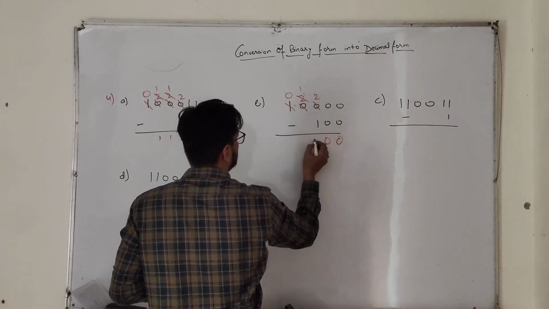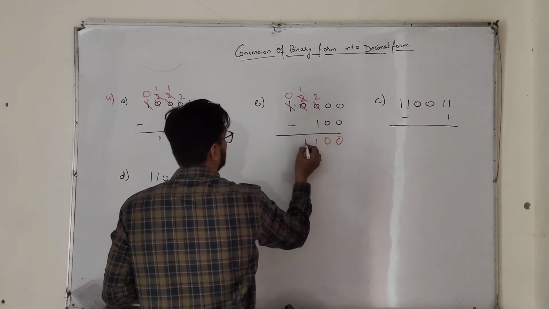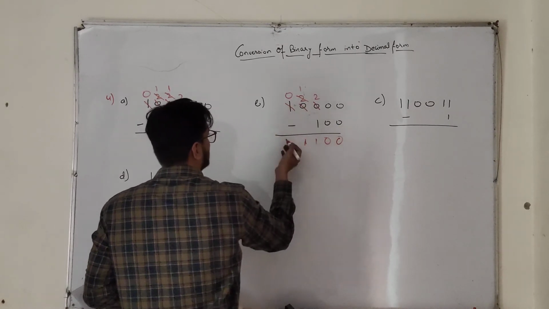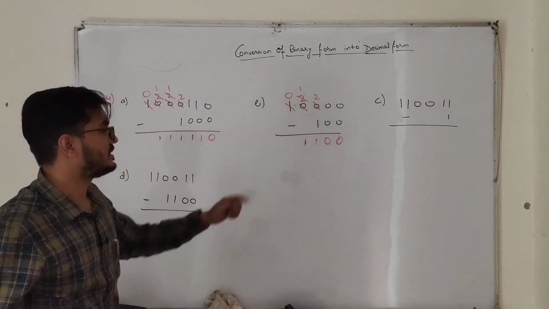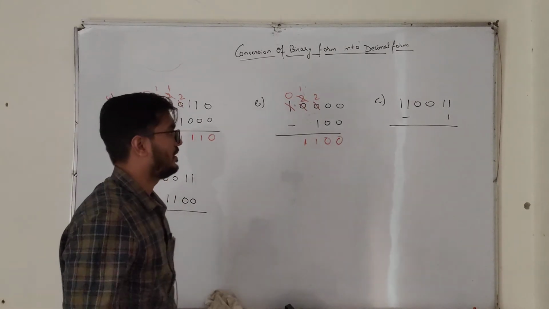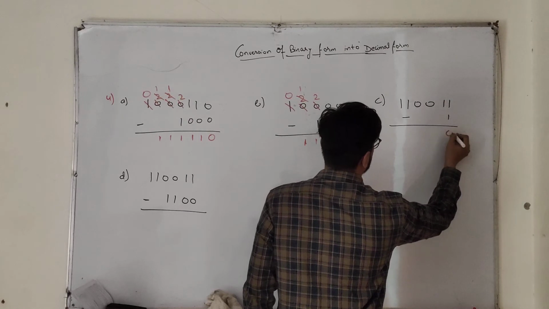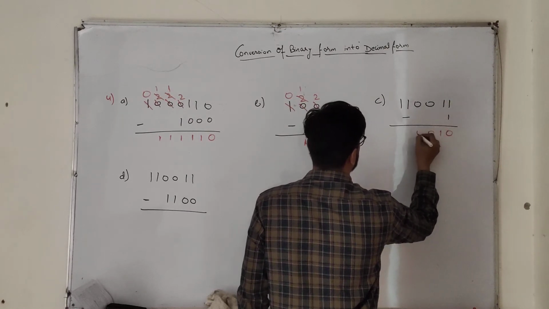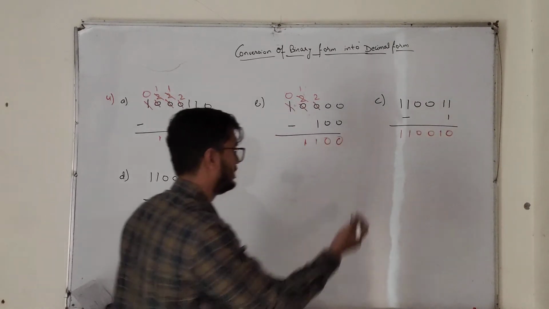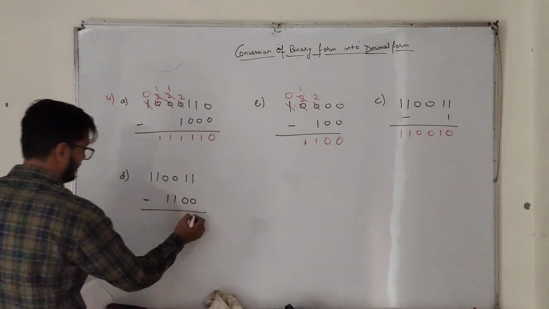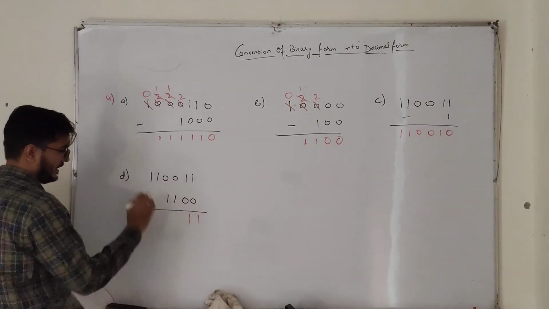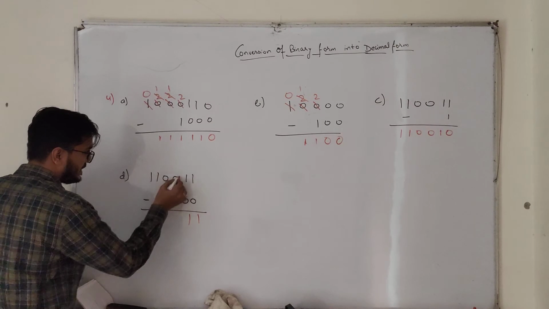2 minus 1 is 1. 1 minus 1 is 0, and this is ultimately 0. So this is the answer. Next, 1 minus 1 is 0, then 1, then 0 0 1 1. Simple. Next, 1 1. Now here this 0 needs some value.